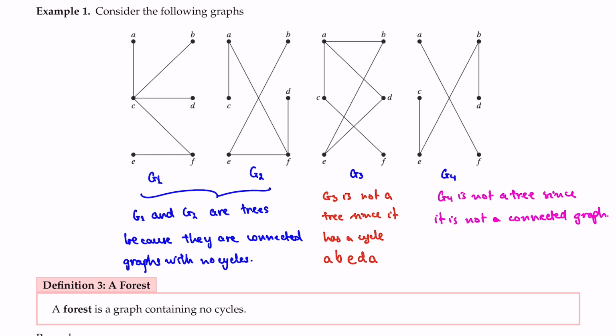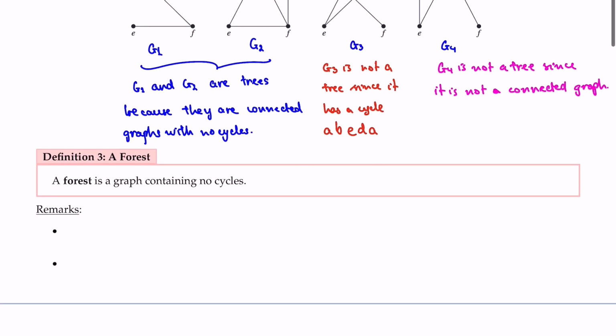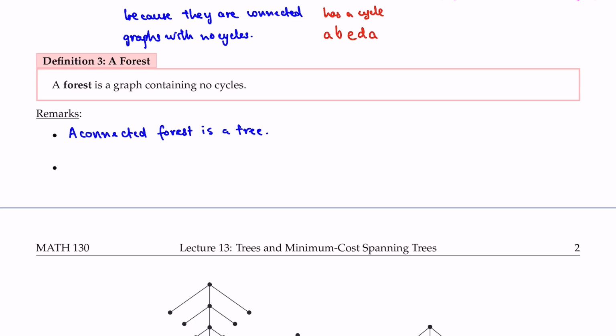So you know about connected graphs, and you know the definition of a tree. Now, if you have multiple trees that are not connected to one another, then we have something called a forest. A forest is a graph containing no cycles. I want to make a remark here: a connected forest is a tree. The second remark is that if you remove any edge from a tree, then the graph becomes a forest.